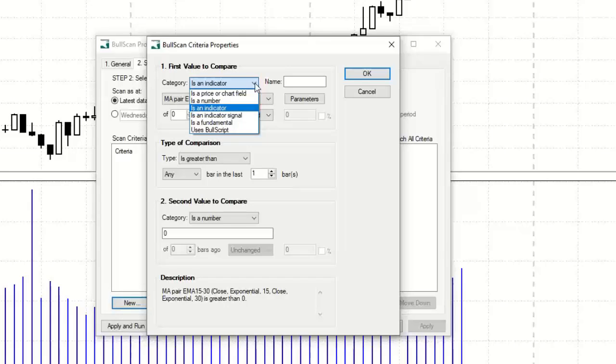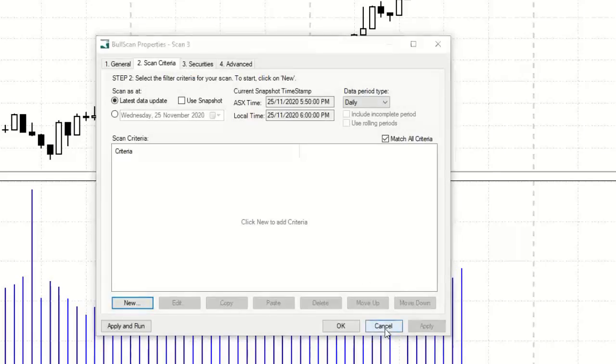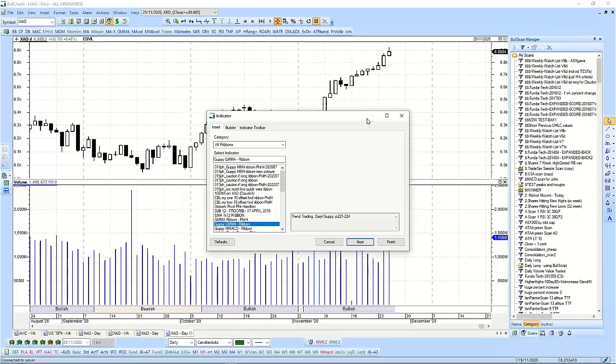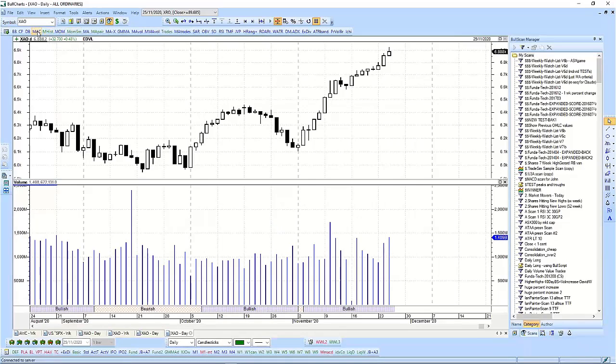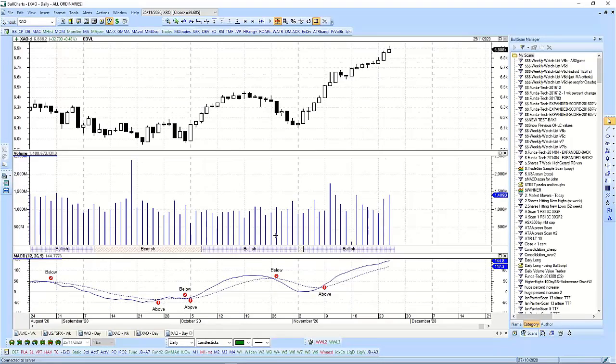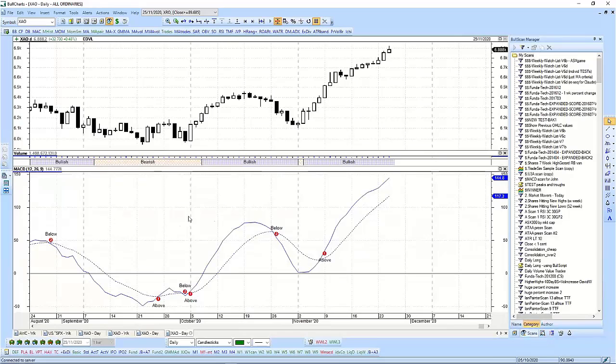The other thing that everyone needs to be mindful of, if you wanted to test if a condition is true and it's an indicator you're looking at, then you might need to use an indicator signal. Now, one of the things that we can do, and what I'll do, is I'll insert MACD here. MACD is down the bottom here. And how about that? That's very handy.